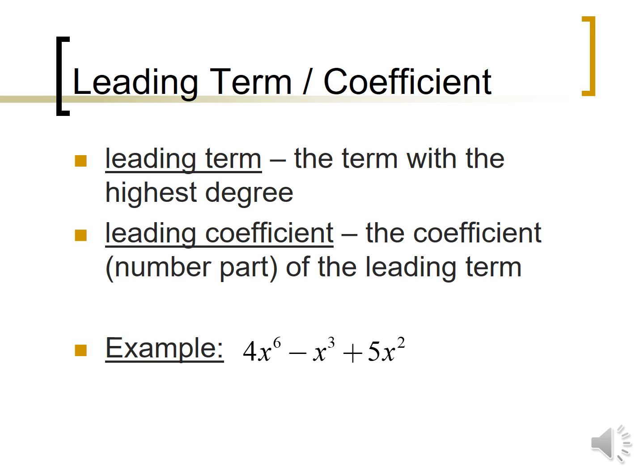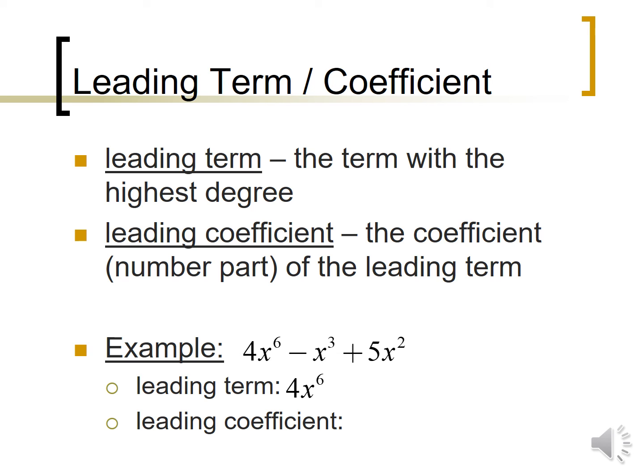Okay. The leading term is the monomial with the highest degree. I have a 6, a 3, a 2. I think the one with the 6 is the one with the highest degree. My leading term is just 4x to the sixth. The leading coefficient is just the coefficient, the number part of that term. What's the number part of 4x to the sixth?